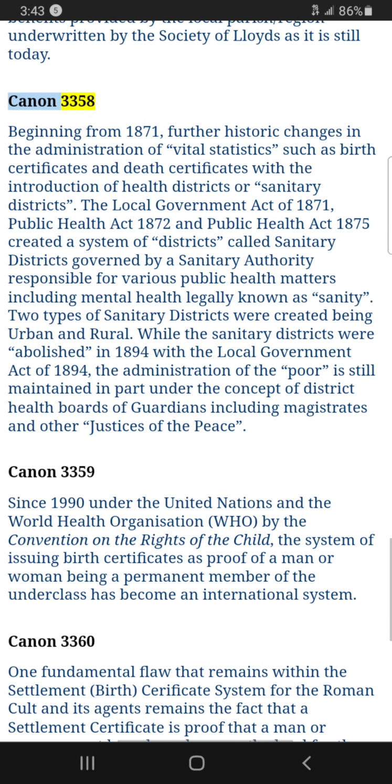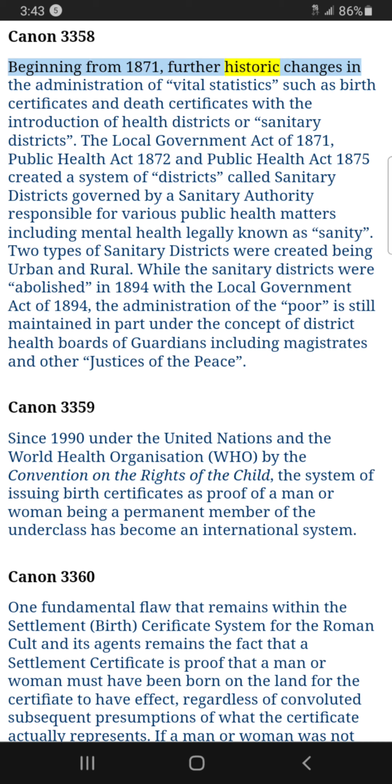Canon 3358. Beginning from 1871, further historic changes in the administration of vital statistics such as birth certificates and death certificates with the introduction of health districts or sanitary districts. The Local Government Act of 1871, Public Health Act 1872 and Public Health Act 1875 created a system of districts called sanitary districts governed by a sanitary authority responsible for various public health matters, including mental health, legally known as sanity. Two types of sanitary districts were created, being urban and rural. While the sanitary districts were abolished in 1894 with the Local Government Act of 1894, the administration of the poor is still maintained in part under the concept of district health boards of guardians, including magistrates and other justices of the peace.